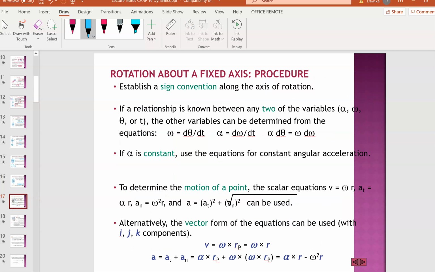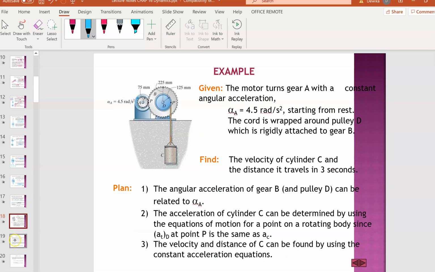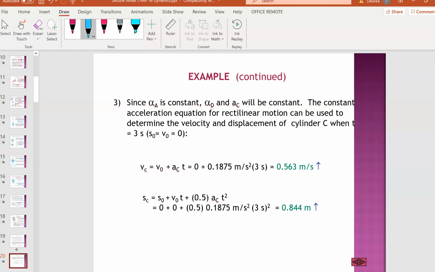How to answer a question. First thing, of course, establish the sign convention, and then the relationship known between any two variables. Then you try to connect them with these equations. To determine motion of a point, you can use the scalar equation. All these formulas can be used. Now, let me just show you an example, then you will understand it better.